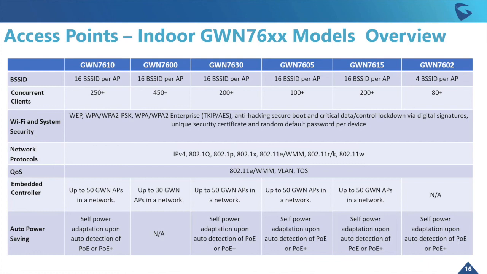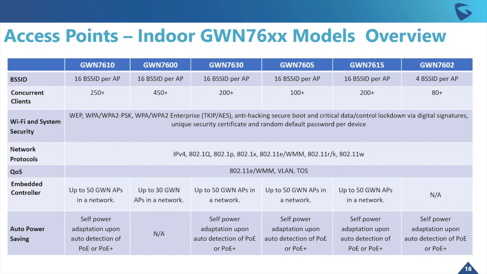The access points also support the standards 802.11r and k. These standards are used for roaming, and we're going to go into more detail in one of the next slides to explain and describe how these protocols work and how they can be used to enhance your roaming experience.